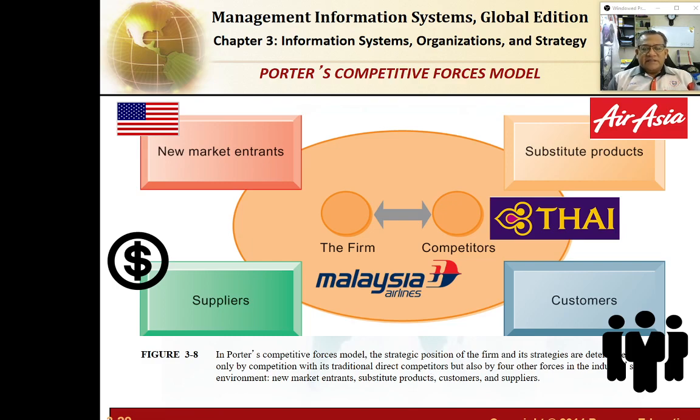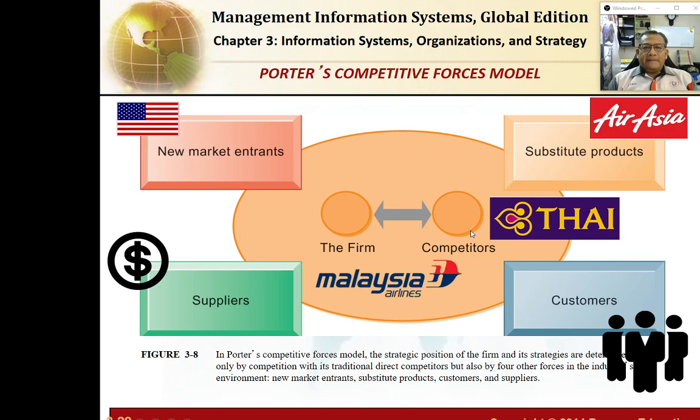For example, this is the diagram shown in your textbook, right? This is Porter's competitive forces model. It has five forces. One, new market entrants. Second, substitute products. Third, customers. Fourth, suppliers. And the fifth is the competitive forces between you, the company, and its competitors.